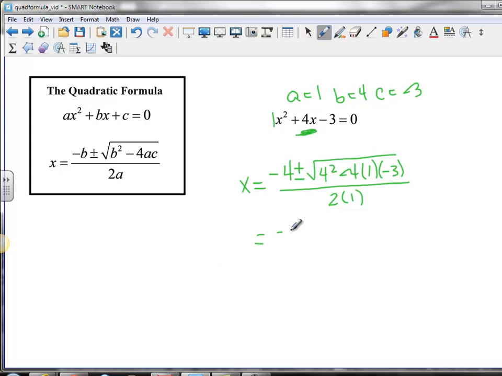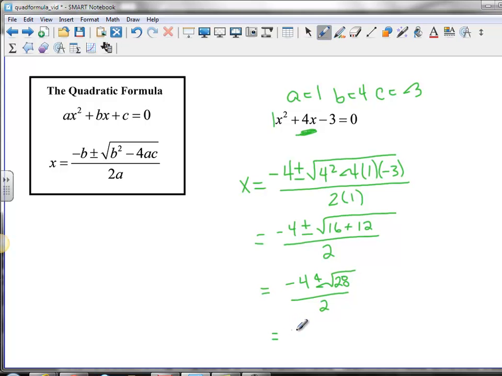So now we've got negative 4 plus or minus the square root. 4 squared is 16. 4 times 1 times negative 3 is negative 12. Since it's minus negative 12, it's actually going to be plus 12, all over 2, because 2 times 1 is 2. Now, negative 4 plus or minus the square root of 16 plus 12, which is 28, all over 2.